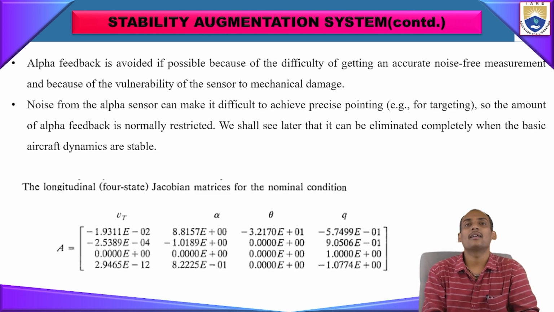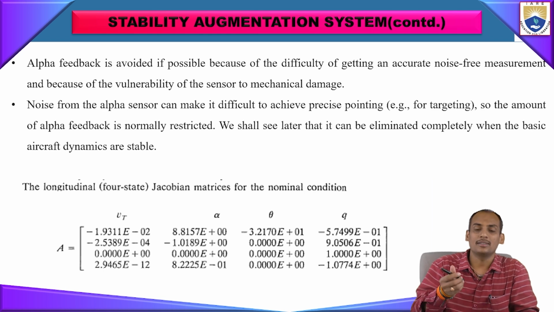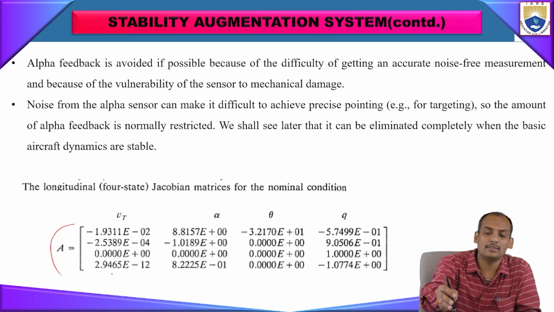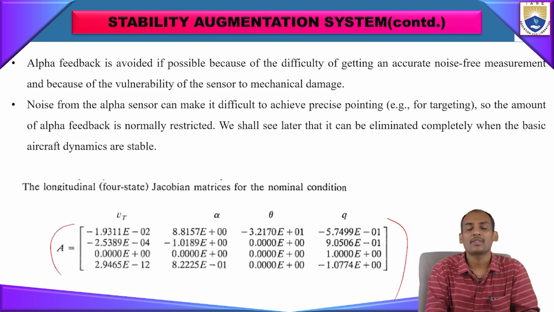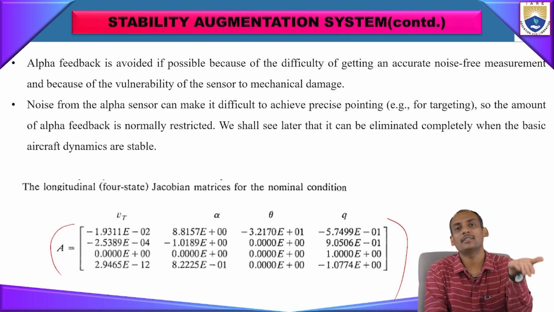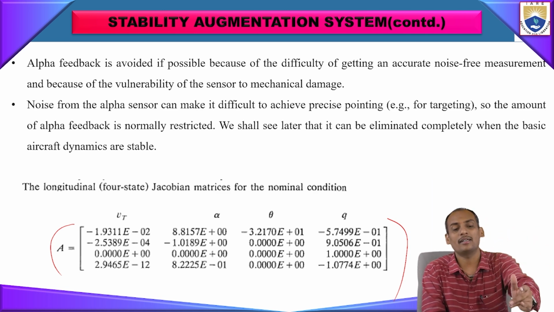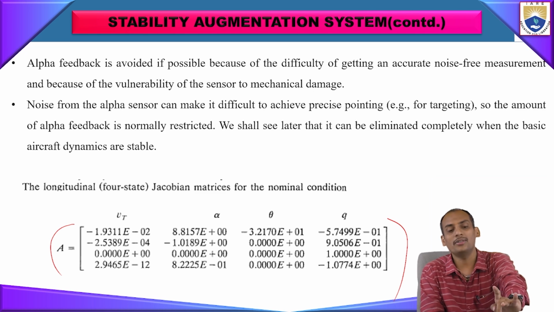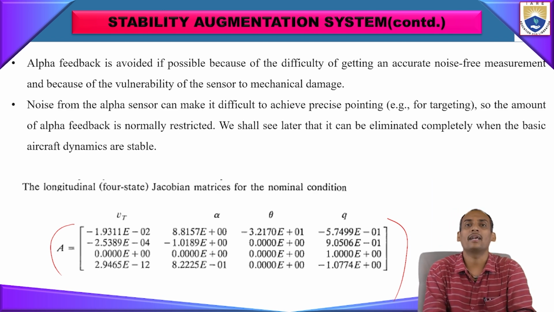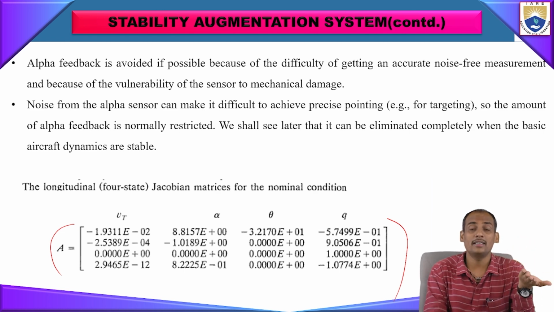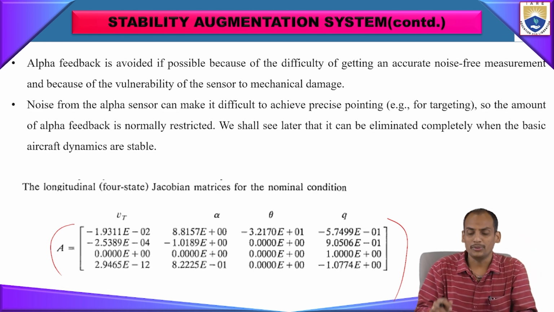So here you see the longitudinal Jacobian matrix, this is the A matrix. If you remember that A matrix from the previous longitudinal equation of motion, the Laplace transformation of that differential equation. From that differential equation, we have got the values for velocity, angle of attack, pitch rate, and elevator angle.